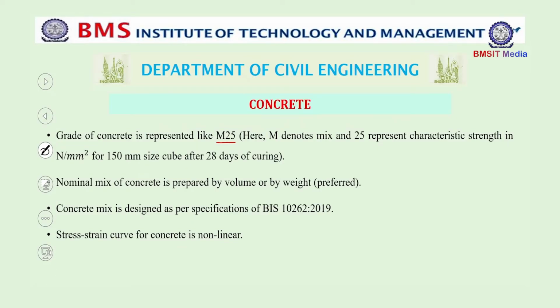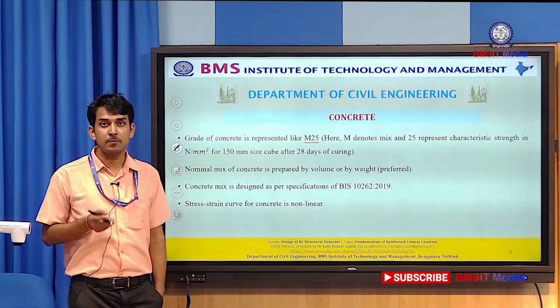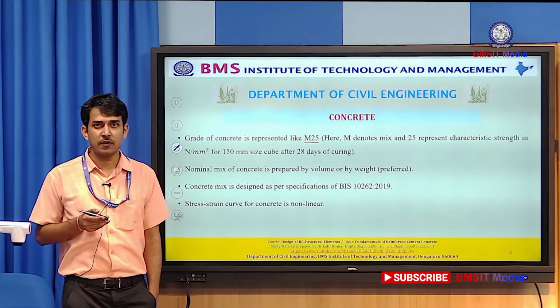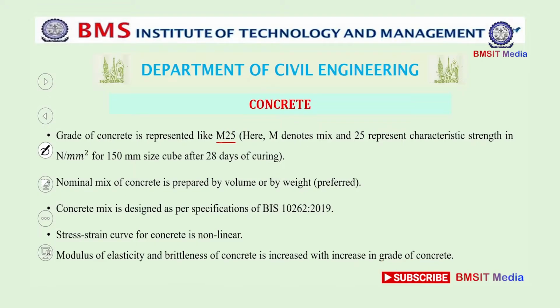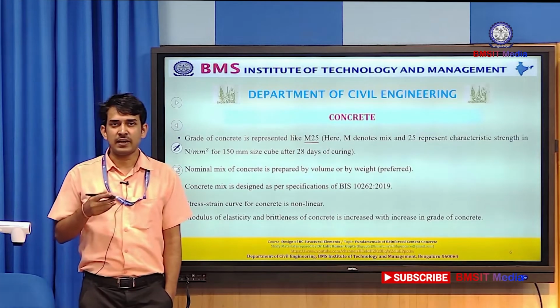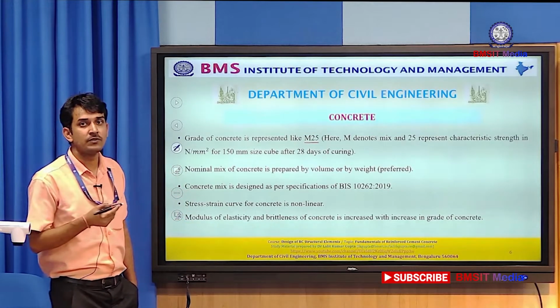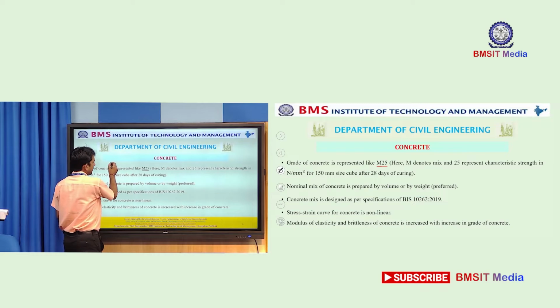After that, if we talk about the stress-strain curve behavior when load is applied on the concrete, and we plot the stress and strain curve, we find that for concrete it is a non-linear curve. The modulus of elasticity and the brittleness of the concrete increase when we increase the grade of the concrete. The grade of the concrete starts, for example, from M10.